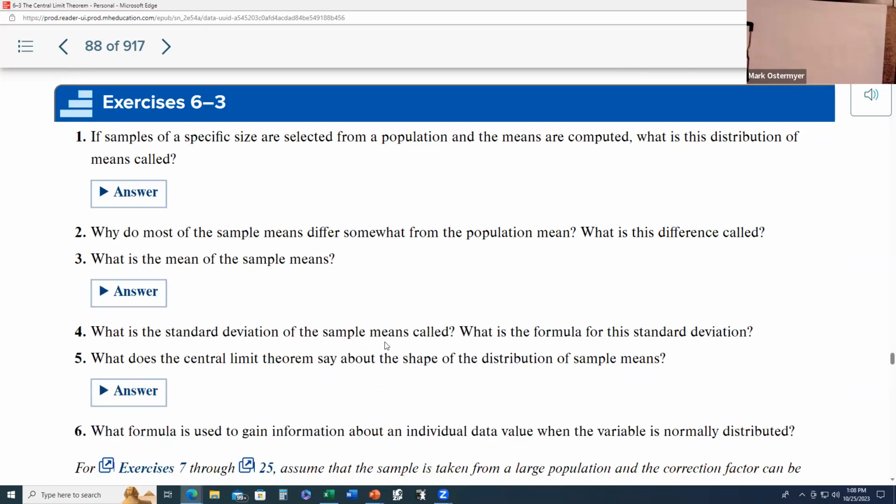What is the standard deviation of all these 20 sample means called? It's called the standard error. The standard error, and it's denoted as this. This is the standard deviation of all the sample means. And you know what that's always equal to according to the central limit theorem? It's equal always to the population standard deviation divided by the square root of the sample size, n.